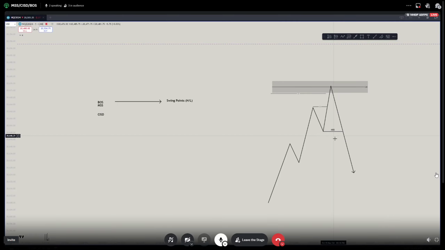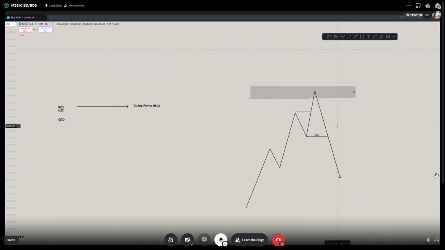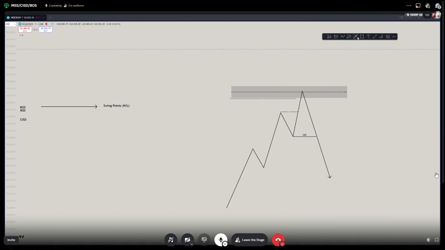Do we have any more questions about market structure shifts? If not, then we'll move on to what change in state of delivery is. Change in state of delivery is very similar here. It's actually going to be your earliest indication of a shift in market structure, or this change in the state of delivery of how price is delivered.